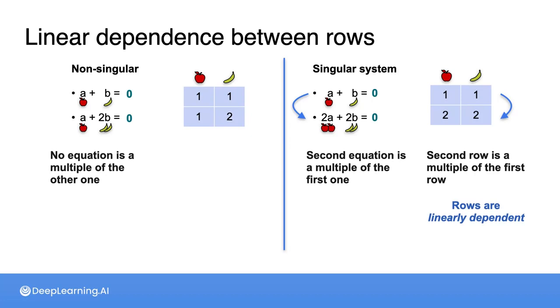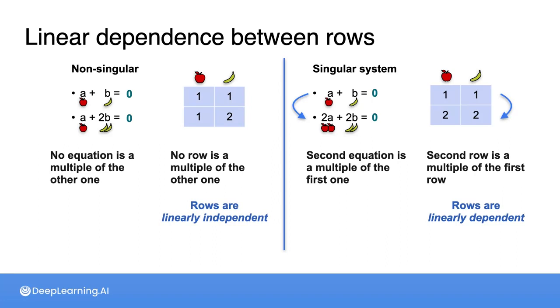So in the corresponding matrix, the same thing happens. No row is a multiple of the other one. I cannot take a number and multiply one row entirely by the number to get the other row. That means the rows are linearly independent.